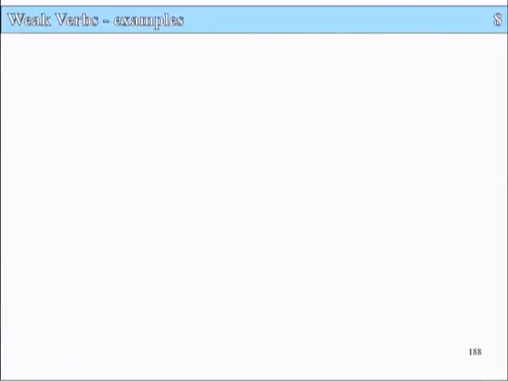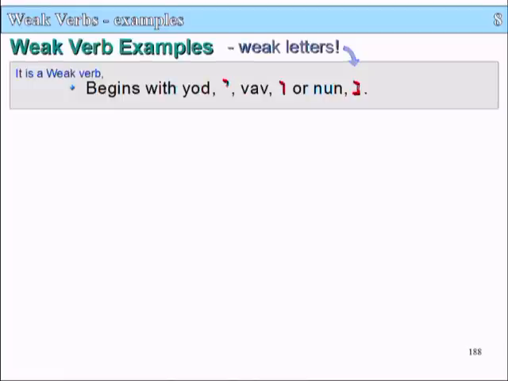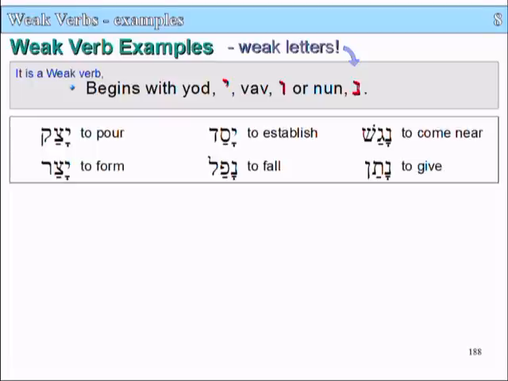Slide 188, Lesson 8, Weak Verbs, Examples, continued. So let's have a look at some more examples. It is a weak verb if it begins with a yod, a vav, or a nun. So here's some examples. The first three begin with a yod. Yitzak, to pour. Yitzar, to form. Yasad, to establish. And the last three begin with a nun. Nafal, to fall. Nagash, to come near. Natan, to give.